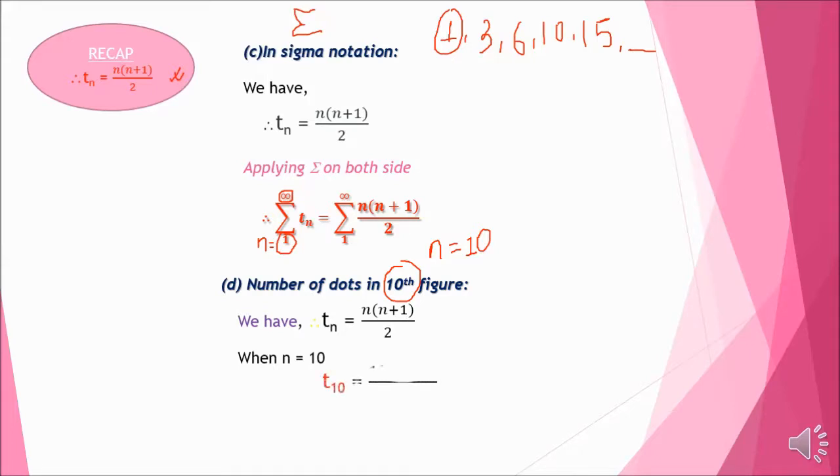T10 is equal to 10 times (10 plus 1) divided by 2. So 2 1s are 2, 2 5s are 10. So 11 into 5, that must be 55. Now this is our answer. We completed the entire question. Everything is done neatly, and it will be very easy to understand. Also, it's done in the easiest way to understand. A similar type of question will be given to you as an exercise. Let's move forward.